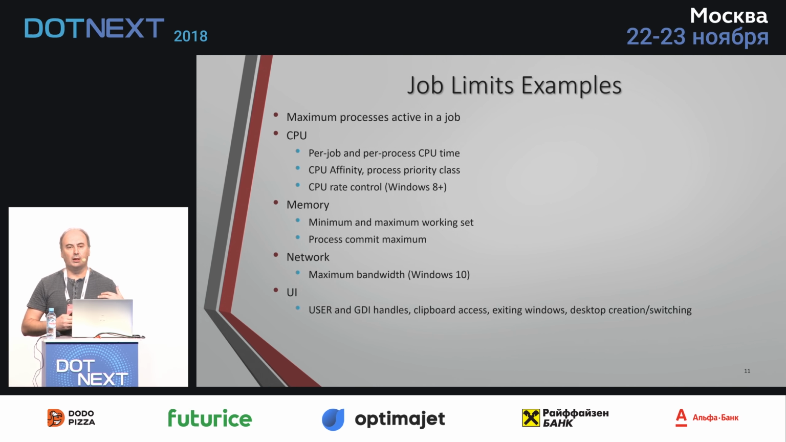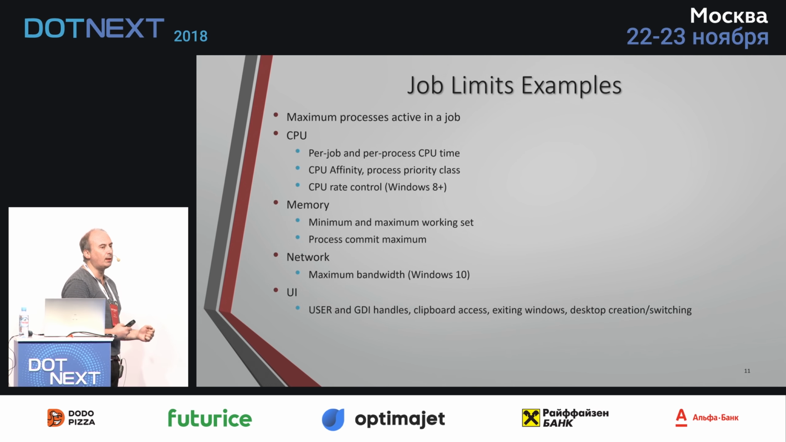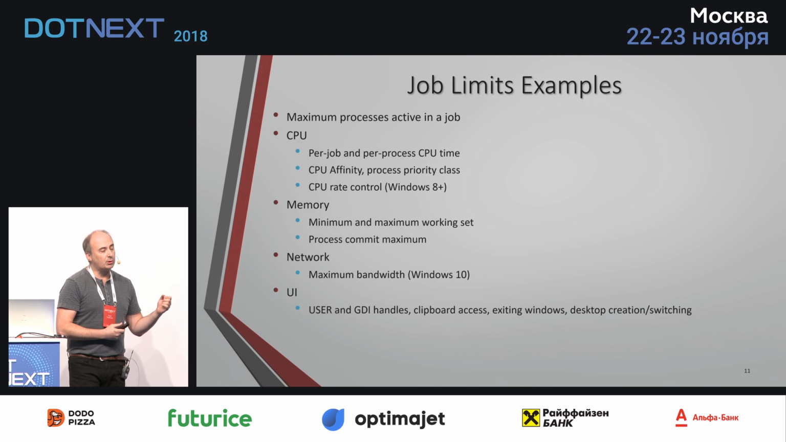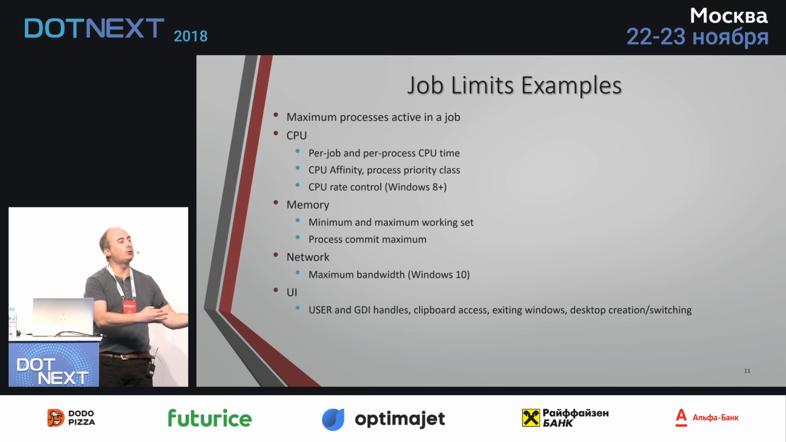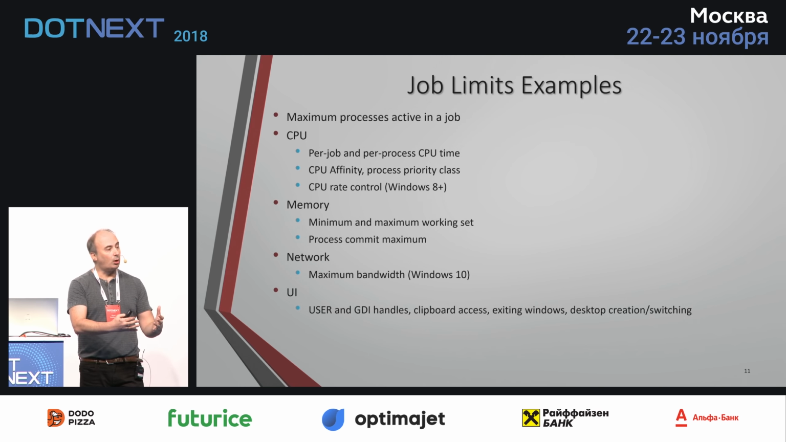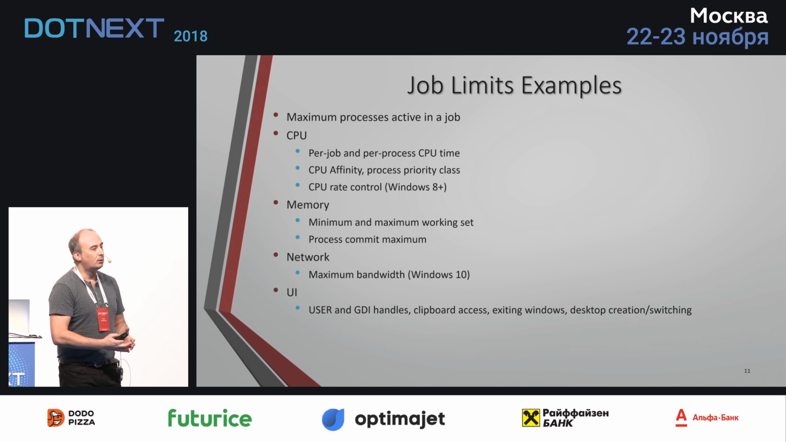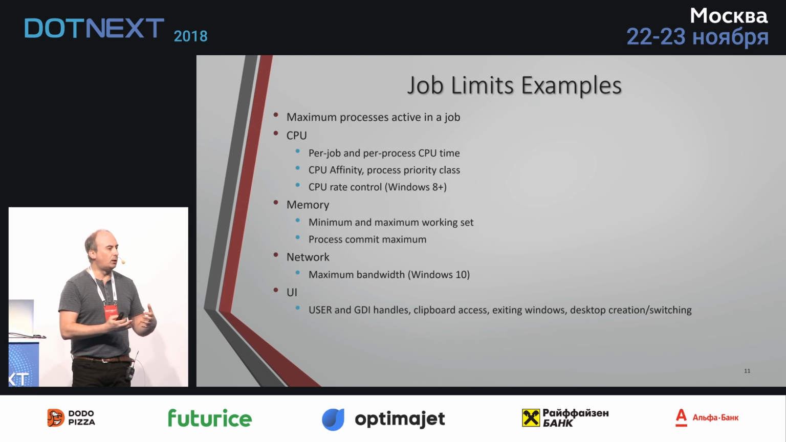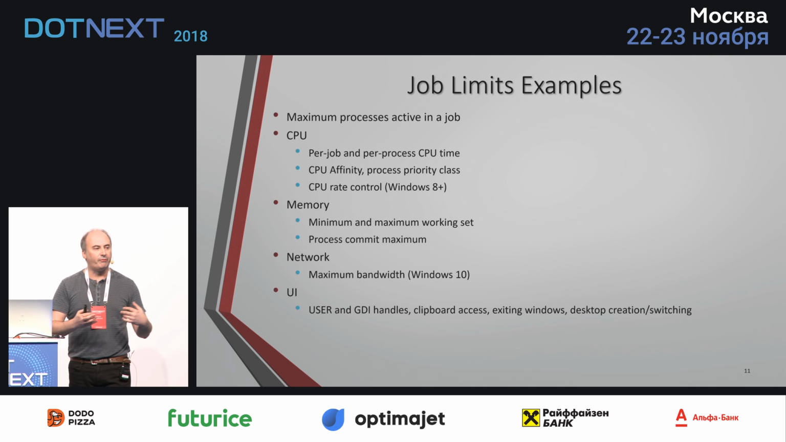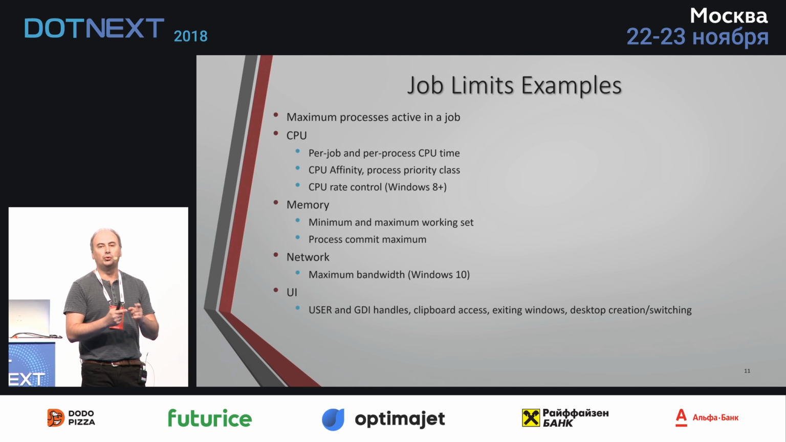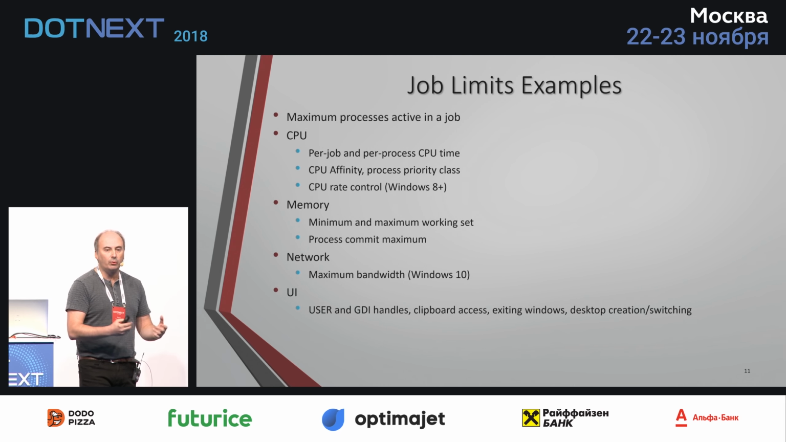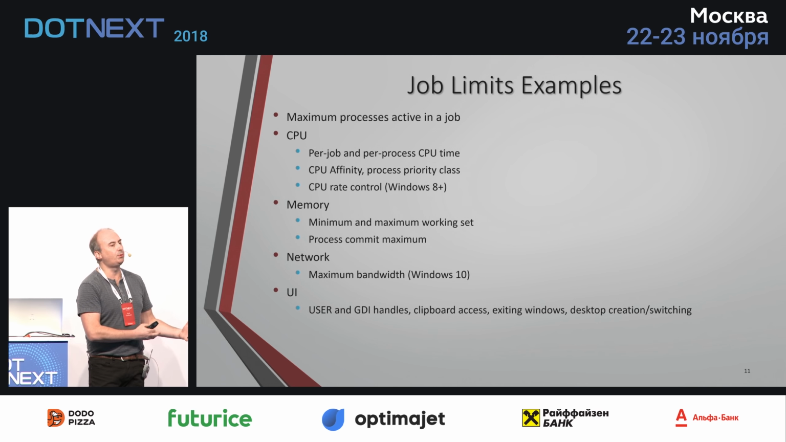You can specify an affinity. We'll discuss affinity a bit later, and priority class, which we'll discuss later as well. And you can also have a CPU rate control controlling your job. So let's say you have an application that does some background processing, maybe an anti-malware application, and you don't want to interfere too much with the main applications the user is working with.